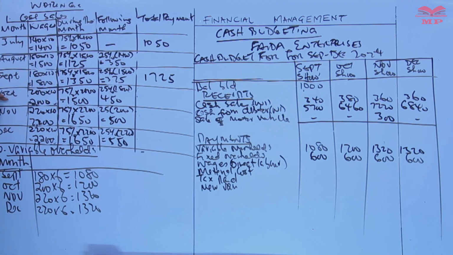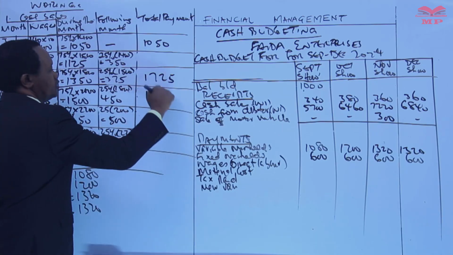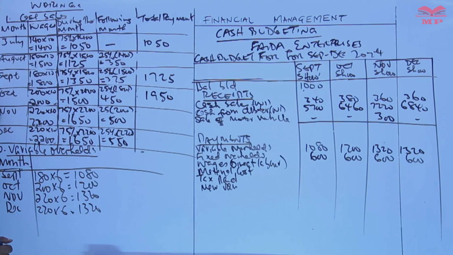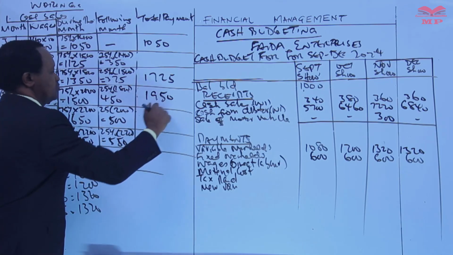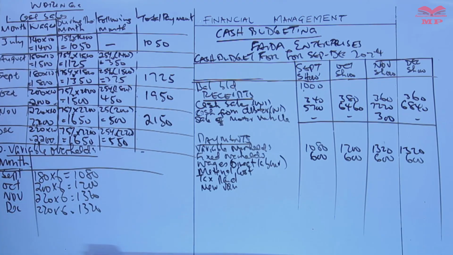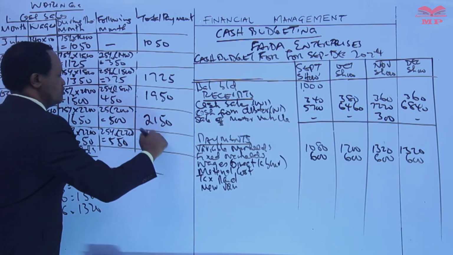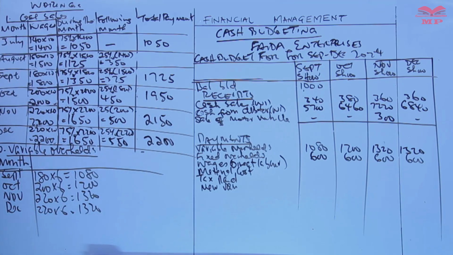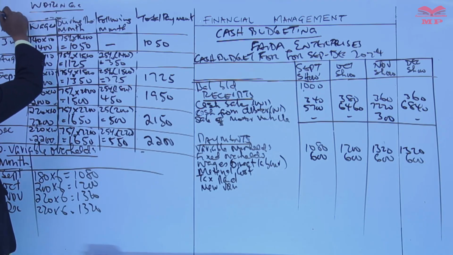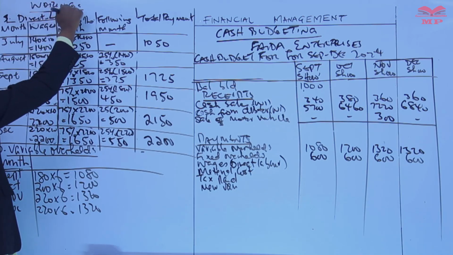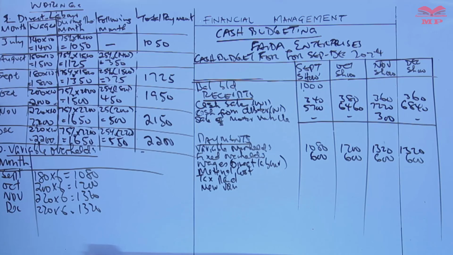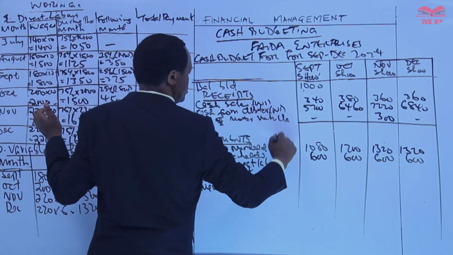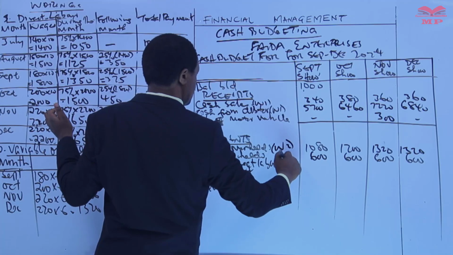October 1950. Total 1950. November 2150. Then lastly December total 2200. That is direct labor. Working number 3. Direct labor or wages. This is working 2. Then we are on working 3.